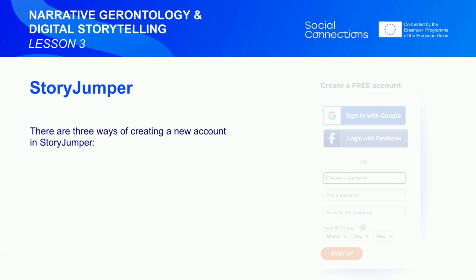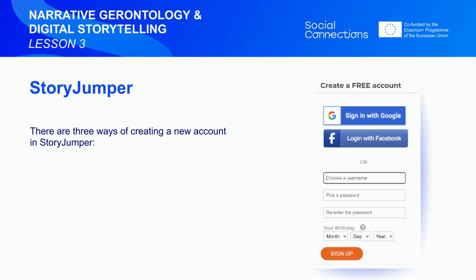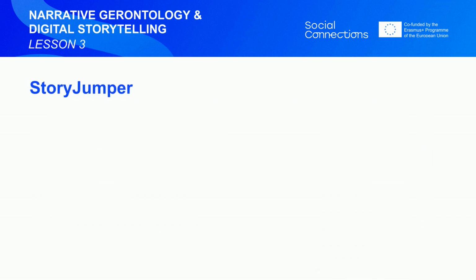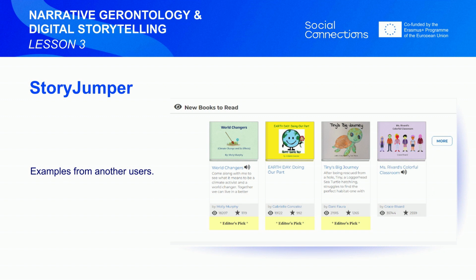There are 3 options to create a free account in Story Jumper. First, if you have a Google email account, you can insert your data. If you have a Facebook, you can insert the login of your account. There is also a possibility to choose a username and a password. This will be your account details to log in the future. Once you log in to the platform, you are also able to see the books from other users. This can be useful to provide you some examples and inspiration for your own stories.